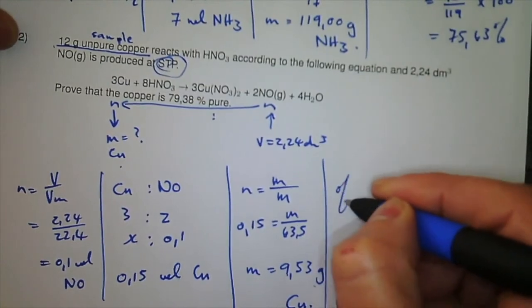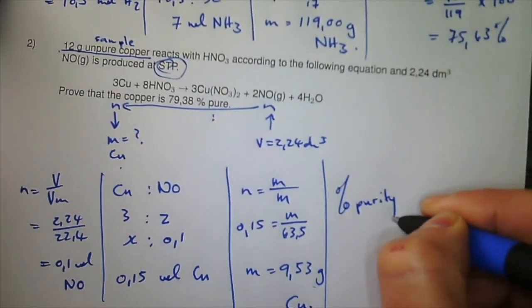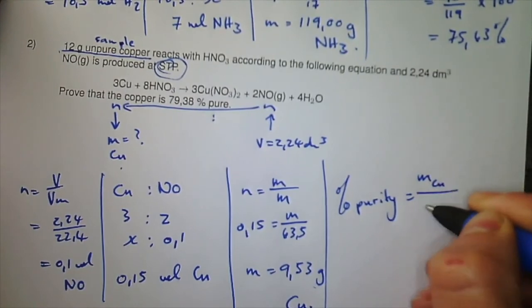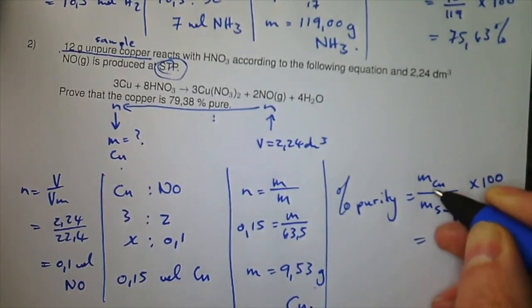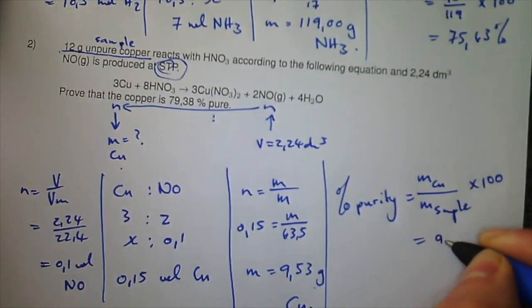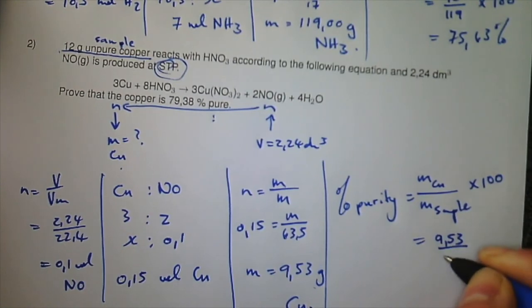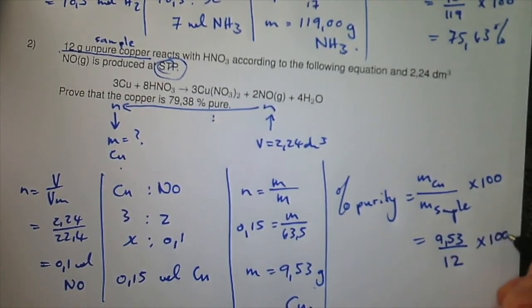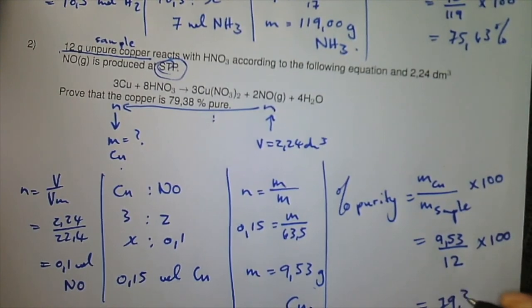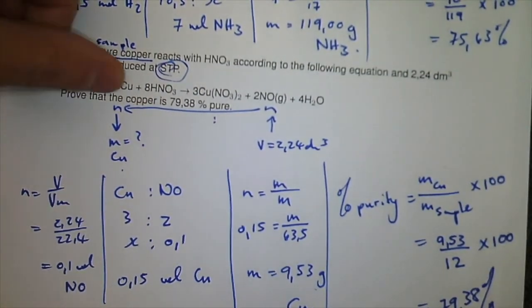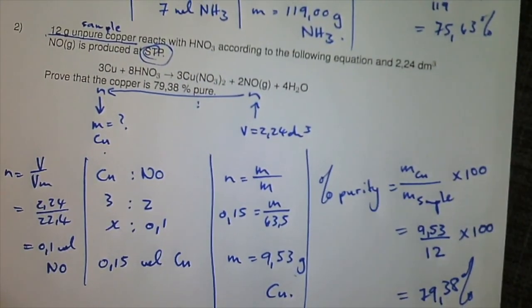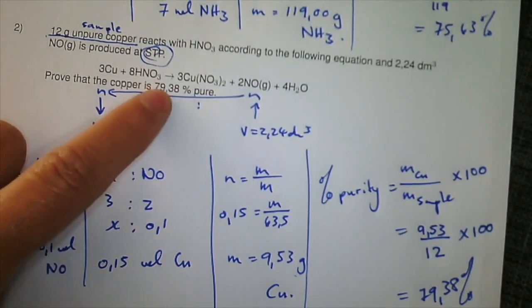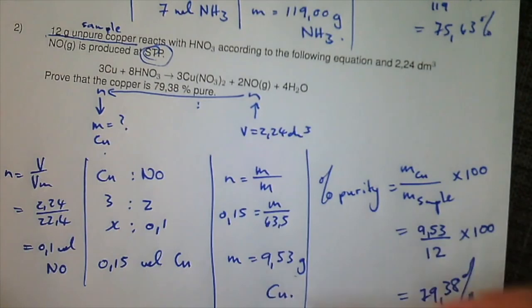And then I can say, okay, so the percentage purity will now be my mass of real copper divided by the mass of my sample times 100. So the mass of copper, real copper, 9,53. It could have been the whole sample of 12, and that is times 100 to give you 79,38%. And that was actually what they wanted us to prove, that it is 79,38% pure. Remember, if you have to prove something, you cannot use that number. You have to get that number as your answer.